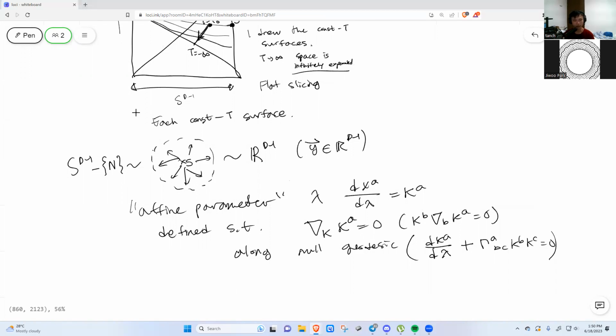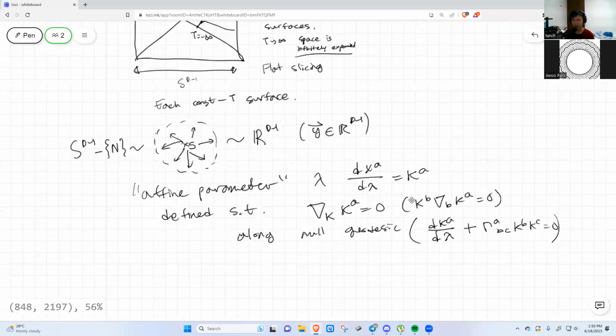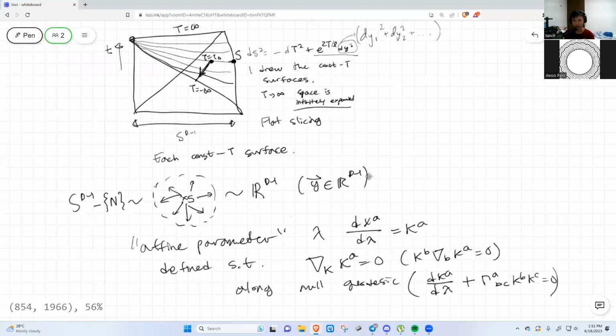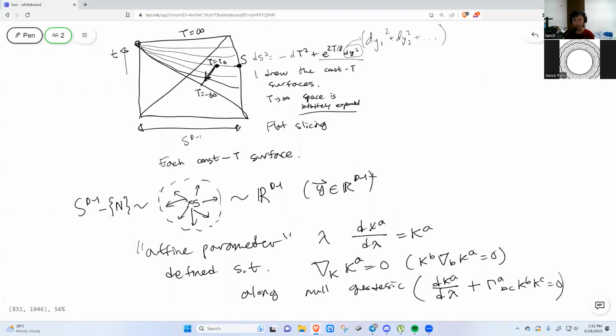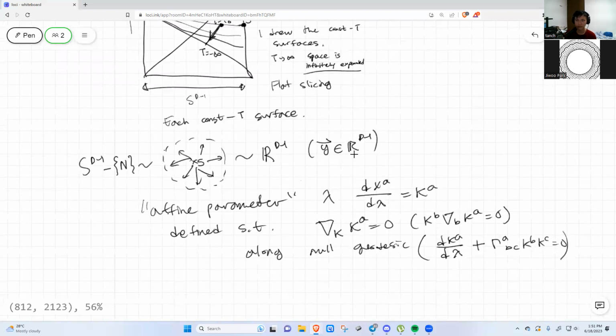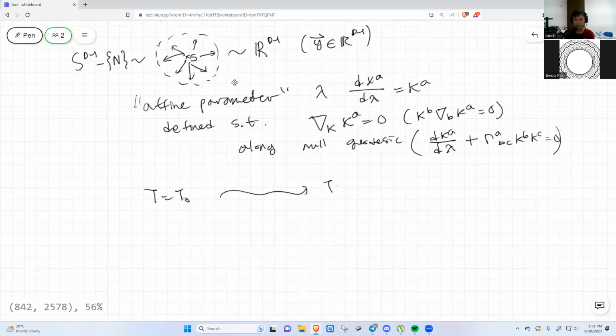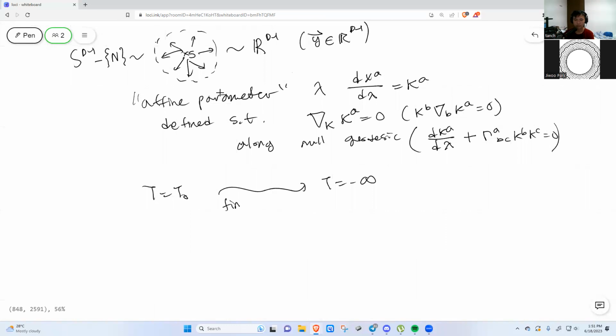The affine parameter can be redefined up to an affine transformation, right? Sure. The thing that's interesting here is that you start from t equals t0 and you get to t equals minus infinity, at infinite affine parameter.